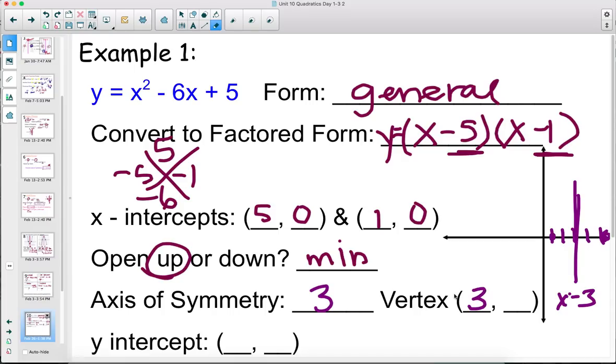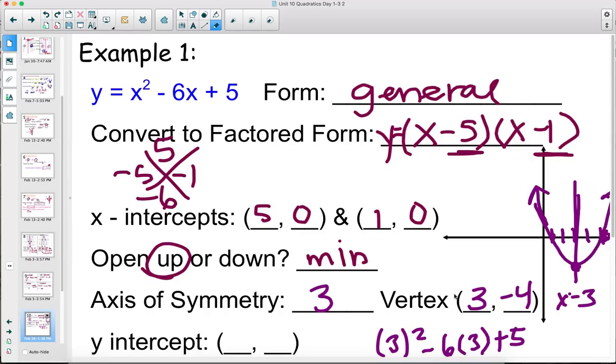To find the y-coordinate, I'm just going to simply plug in. So I'm going to do 3 squared minus 6 times 3 plus 5. That's 9 minus 18 plus 5. And that gives me negative 4. So my vertex is (3, -4). Now I have a nice sketch.